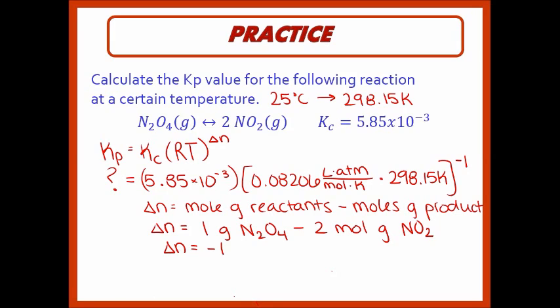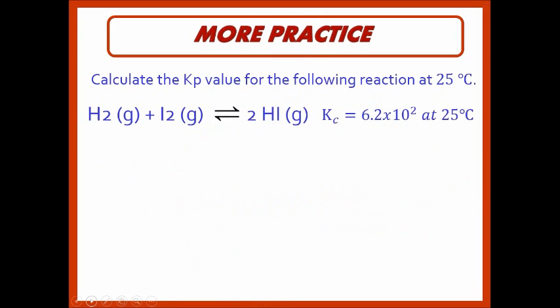So first, multiplying this R value times the T value and raising to the -1 gives us a value of 0.04087, and multiplying that times the Kc value, we get that Kp is going to be equal to 2.39 times 10 to the -4th. So let's try another example.